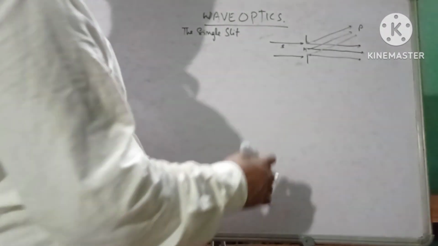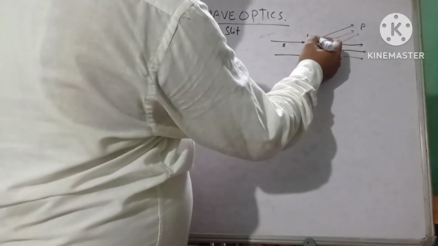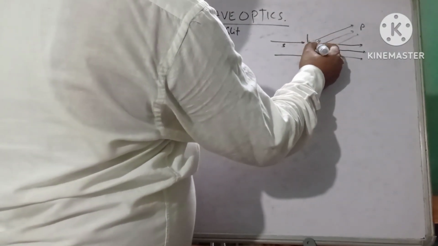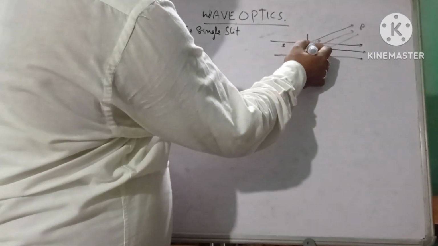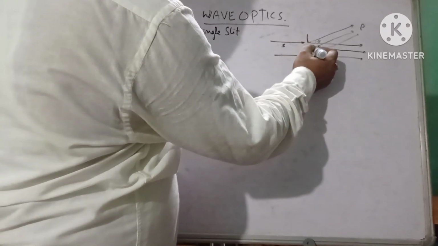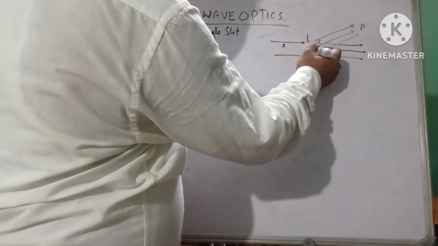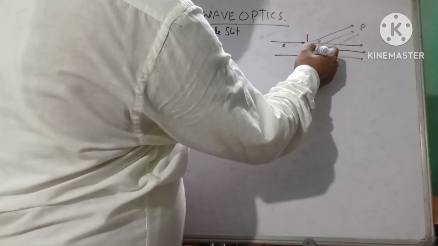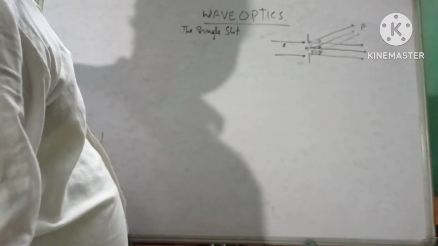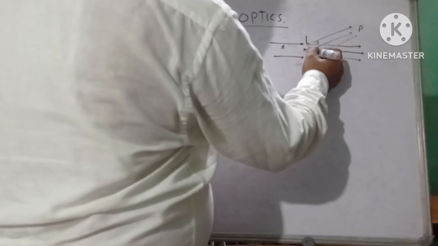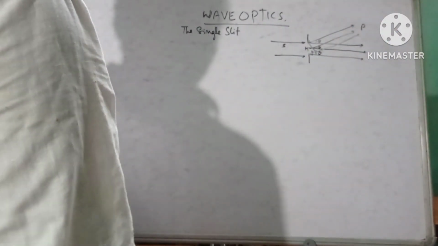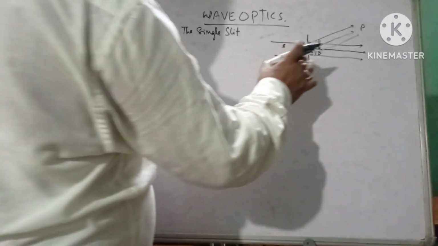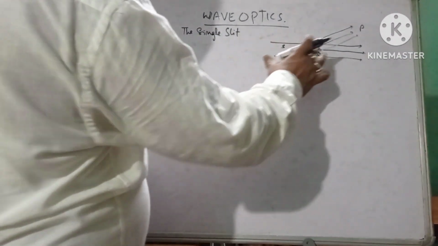All these rays are parallel, making an angle theta here and here. Now I draw a perpendicular from L to the line NP. Let this point be Q. I am making a little bit enlarged version of this.